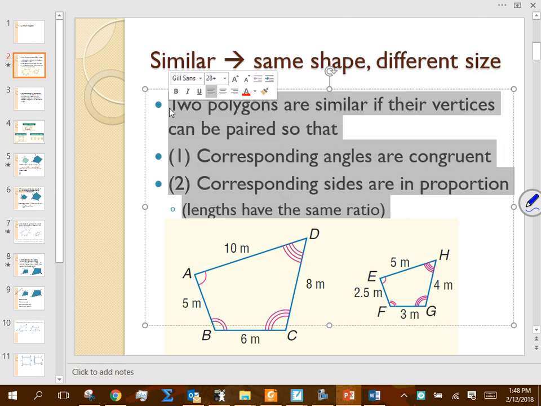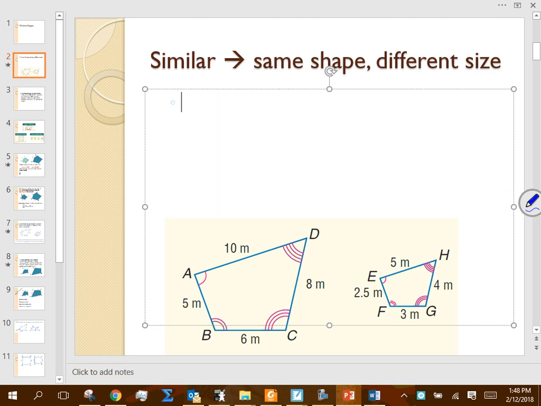So what would you guys think corresponds to 10? What side? 5. So you're seeing AD and EH, they are corresponding sides. And the reason they're corresponding sides ultimately comes down to the fact that A was corresponding to E and D corresponded to H. So the segment in between has to correspond as well. But we get 10 compared to 5. If these two shapes are similar, then every other set of corresponding sides should be this ratio. Now, what would 8 compare to? 4.